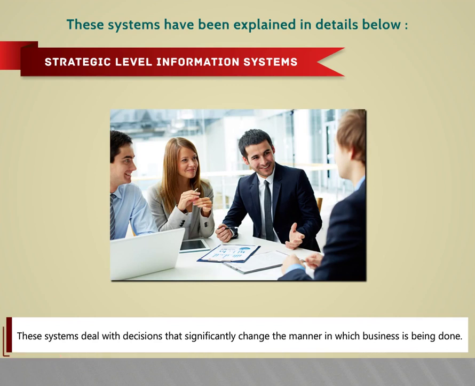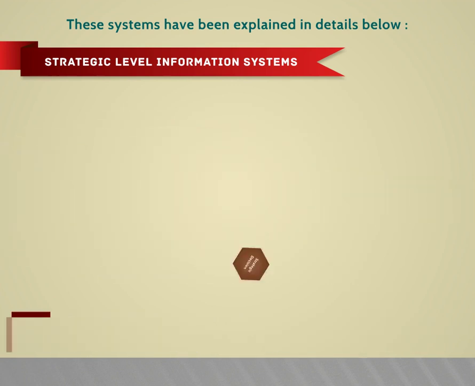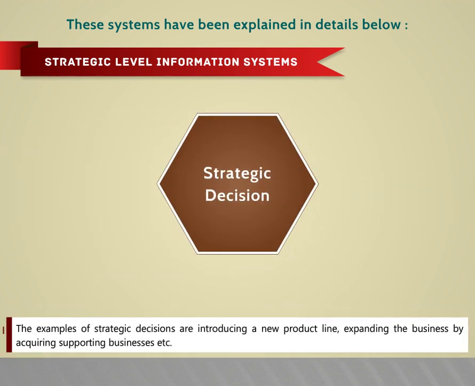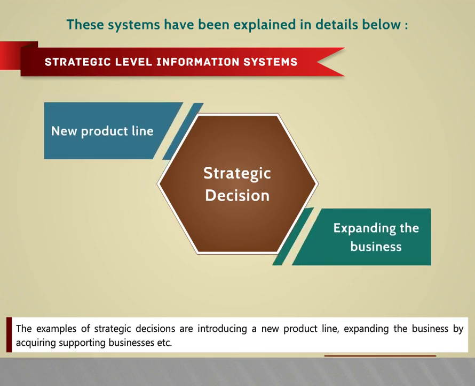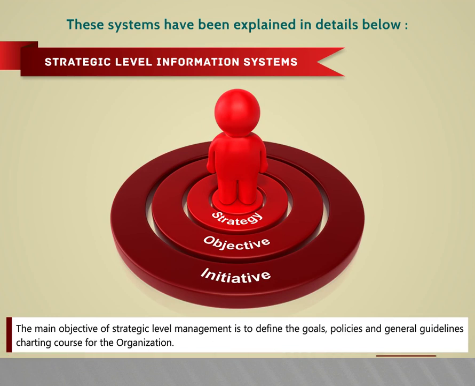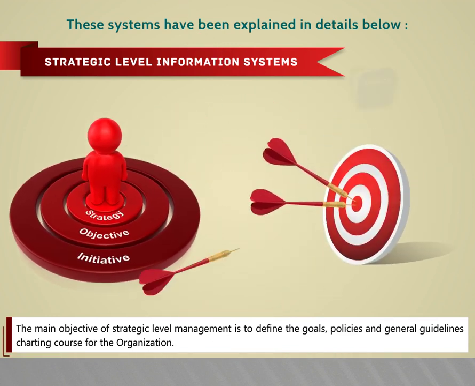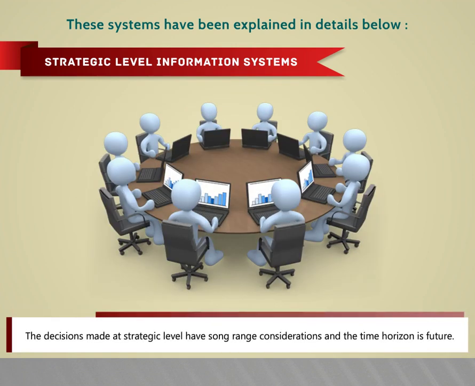These systems deal with decisions that significantly change the manner in which business is being done. The examples of strategic decisions are introducing a new product line, expanding the business by acquiring supporting businesses, etc. The main objective of strategic level management is to define the goals, policies, and general guidelines charting the course for the organization. The decisions made at strategic level have long-range considerations and the time horizon is future.